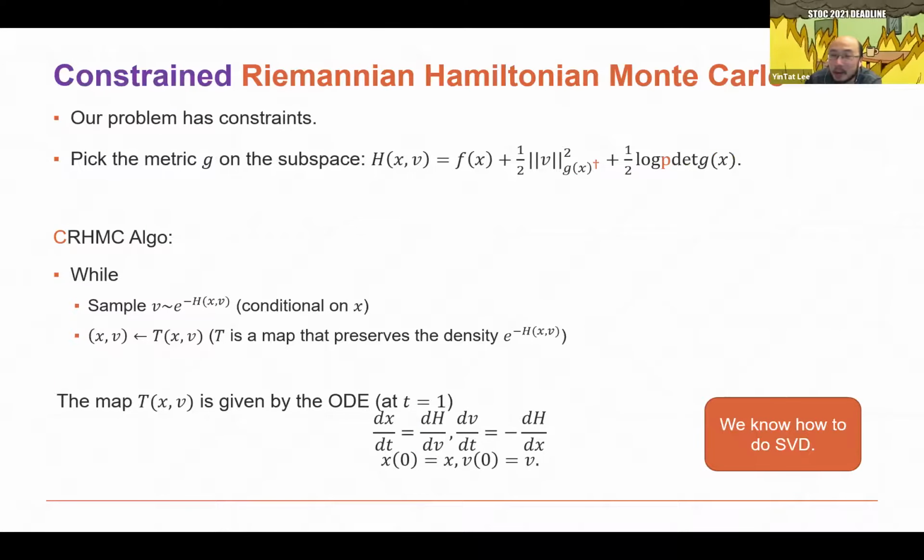And remember, our problem has some constraint. We have an AX equals B constraint. So you need to pick your metric on that subspace, and you define things carefully such that the HMC always preserves the constraint. Then it turns out what you do is you just replace the inverse by the pseudo-inverse and the determinant by the pseudo-determinant. Again, the algorithm is exactly the same, except I change the formula of H again. But now if you compute the derivative of H, it will involve the pseudo-determinant. You can do that by SVD. This is slower.